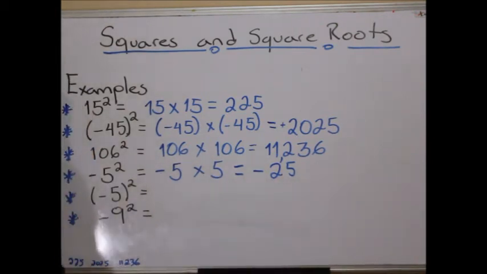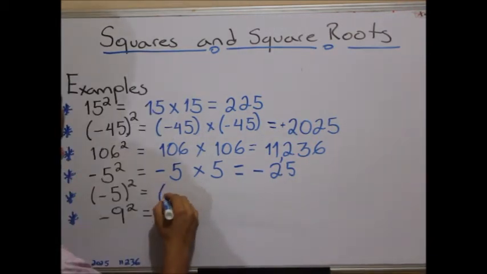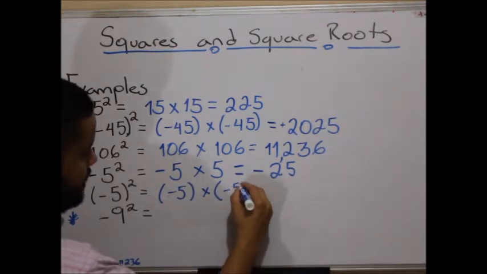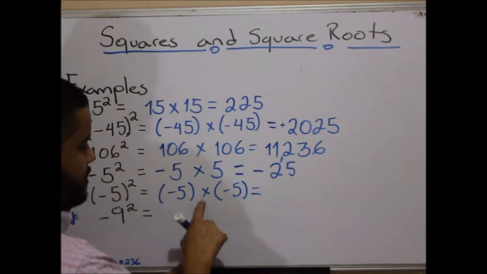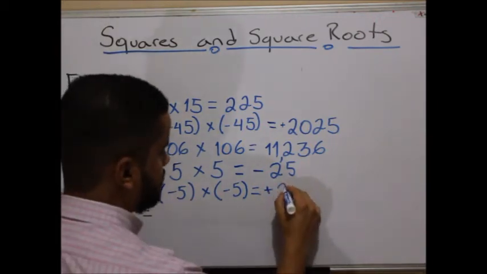Now let's see this one, the square of negative 5. In this case, our negative is inside the parenthesis, so our negative will be twice. So we're going to have here negative 5 times negative 5, and that will be negative times negative, positive. 5 times 5 is 25.